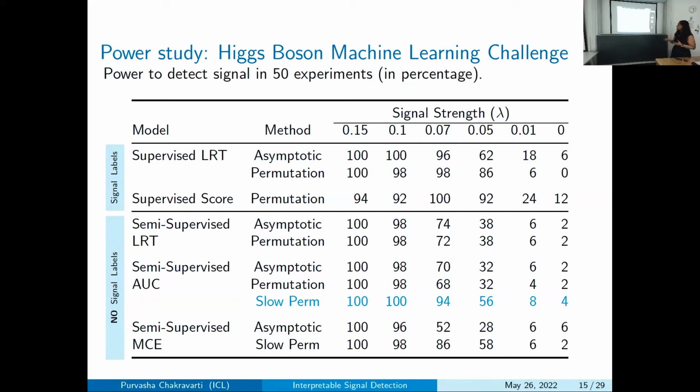And here you also see that one of the permutation methods with the AUC is doing the best. The reason this is important is because, as I said, physicists generally use LRT. So this is a good way to convince them to look at other test statistics as well, and also not just look at asymptotic tests, but at bootstrap and permutation methods. So this is exactly the reason that we need these new methods.